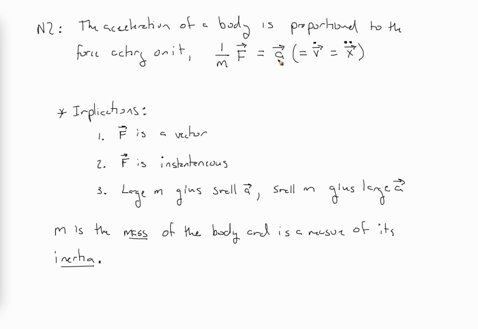So, first of all, acceleration is a vector. So if we're taking a number and multiplying it by a quantity and getting a vector, the only way to do that is with this scalar multiplication. So if acceleration is a vector and this number is a scalar, this thing here must also be a vector. So the first implication of Newton 2 is that force is a vector.